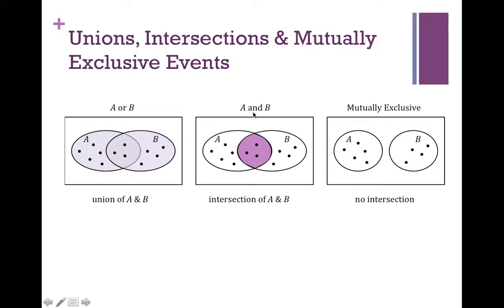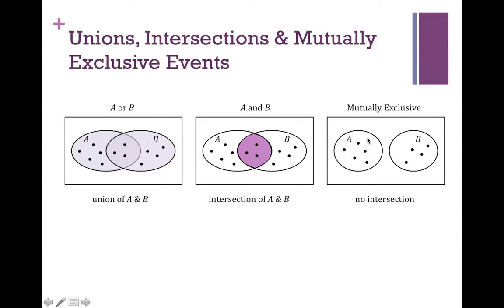If I'm looking at A and B, then I'm talking about just the intersection. I'm talking about just these three dots here that are in both the A oval and the B oval at the same time. So an intersection refers to looking for an event where it's A and B. Only these three would count as occurrences in that case.